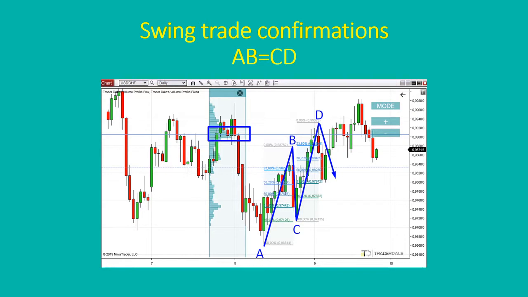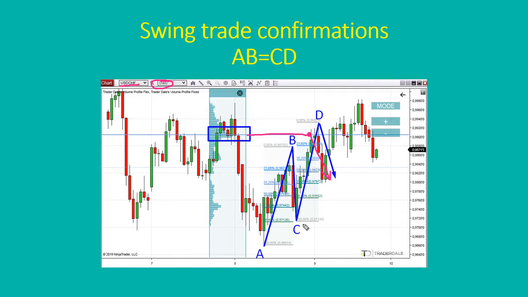Now in here, there is another example of the ABCD confirmation. First, there was a rejection of higher prices, and within this rejection, there was a heavy volume cluster right there, with heaviest volumes exactly in here where I draw the line. So this would be the entry point for the swing short. By the way, this is the US dollar Swiss franc daily chart. So this would be the short based on the rejection setup.